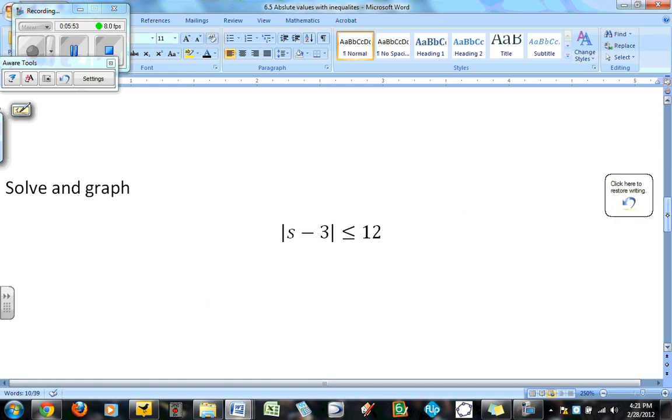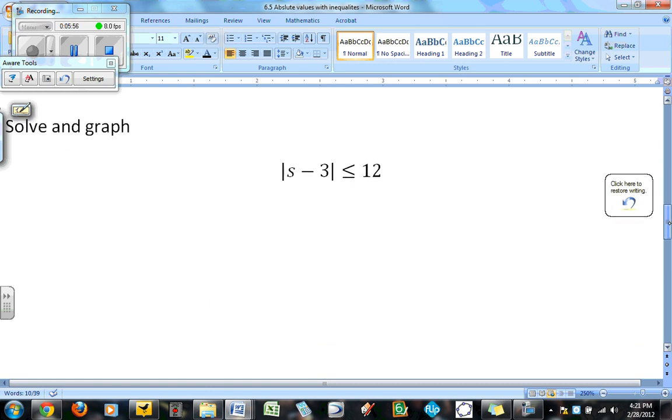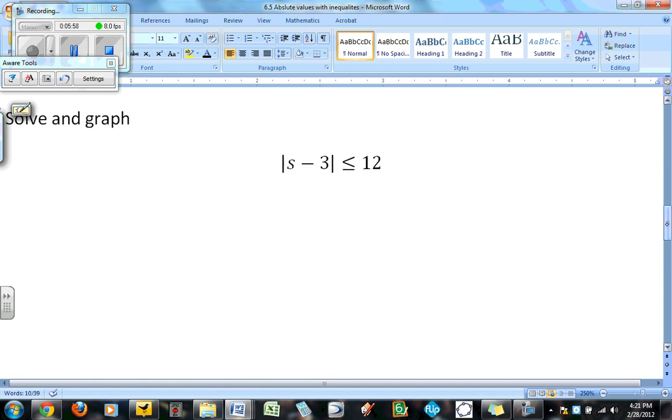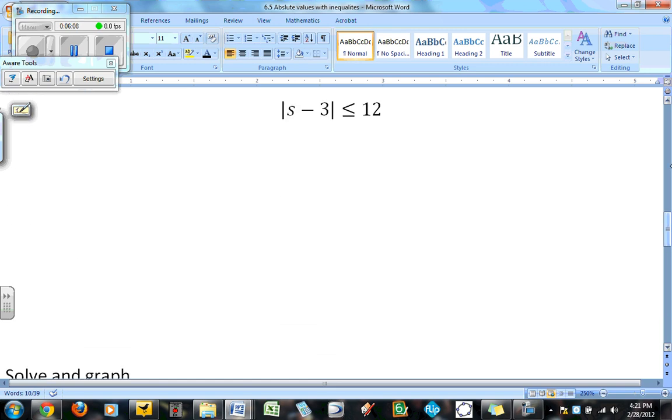So on your own, go ahead in your notes. I would like you to solve that equation right there. Absolute value of s minus 3 is less than or equal to 12. And I'll go through this one actually so you can make sure you did it right.